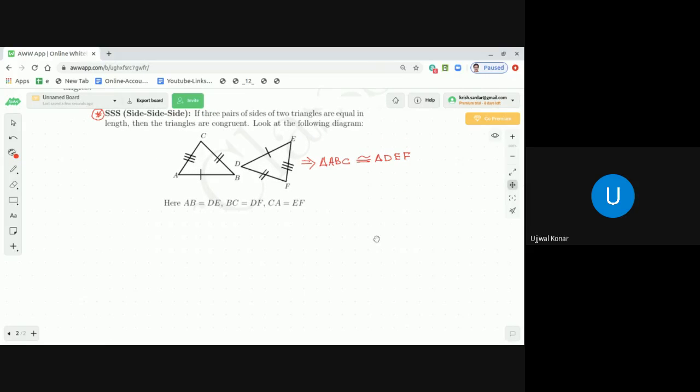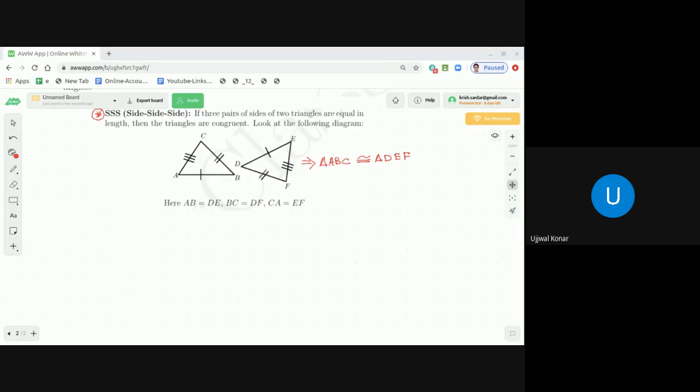So before I proceed further, let me tell you why SSS is important. Because in SSS, you do not need to measure the 3 angles to determine whether the 2 triangles are congruent or not. Just if you find that corresponding pairs of sides are equal in length, you can conclude, yes, these 2 triangles are congruent to each other.